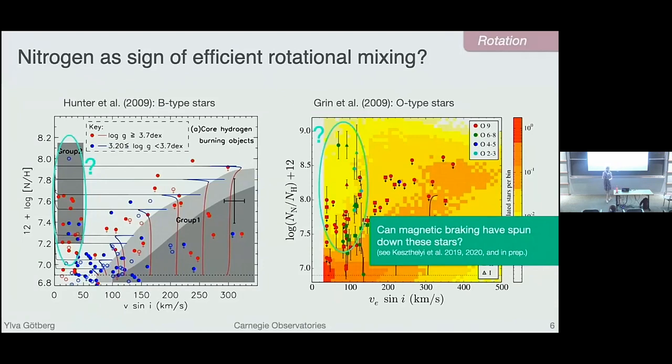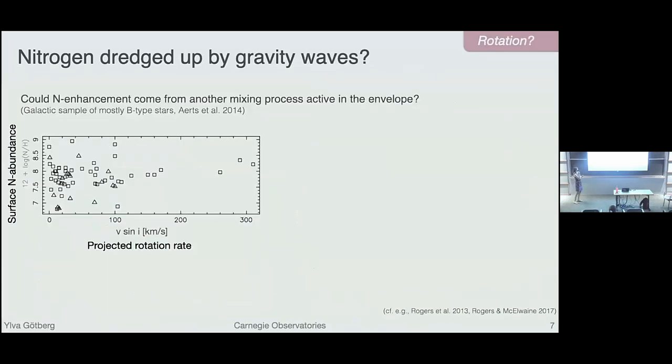There have been other ideas. So for this slide, I want to thank Falk, because I went through the work of Aerts from 2014, where they look at a galactic sample of B-type stars and make, again, the Hunter diagram here. And you can see that it's not clear. No, you don't have really a clear trend going on here. It is hard because sometimes stars are formed with more or less nitrogen, it could be to do with that.